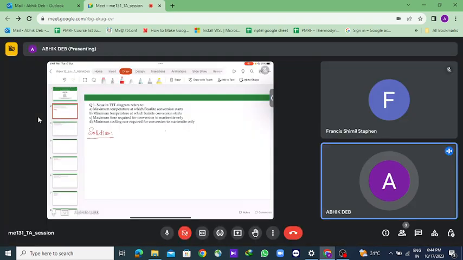Suppose this is the TTT diagram that we are considering, and these are the conversion lines. Then this will be the nose, and any cooling rate which is higher than this, see, this is the time, so lesser is the time, faster is the cooling rate. So this is the minimum cooling rate required for conversion to martensite only. So the answer is option number D.